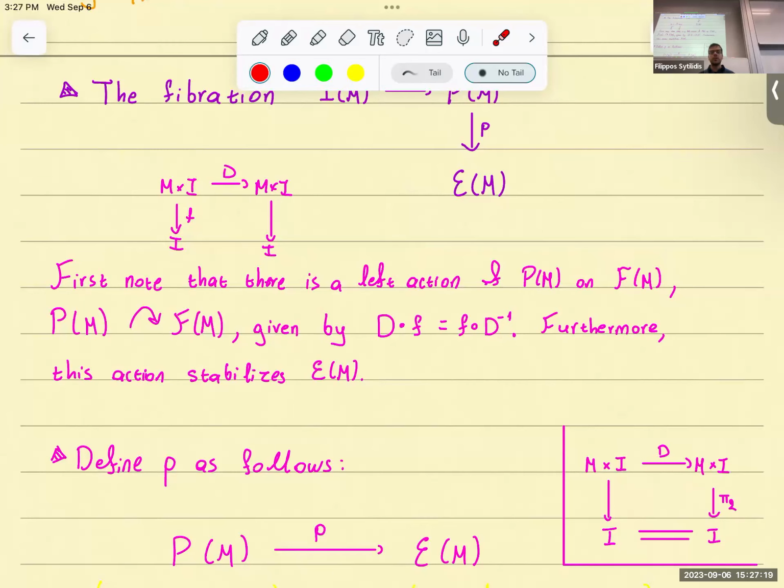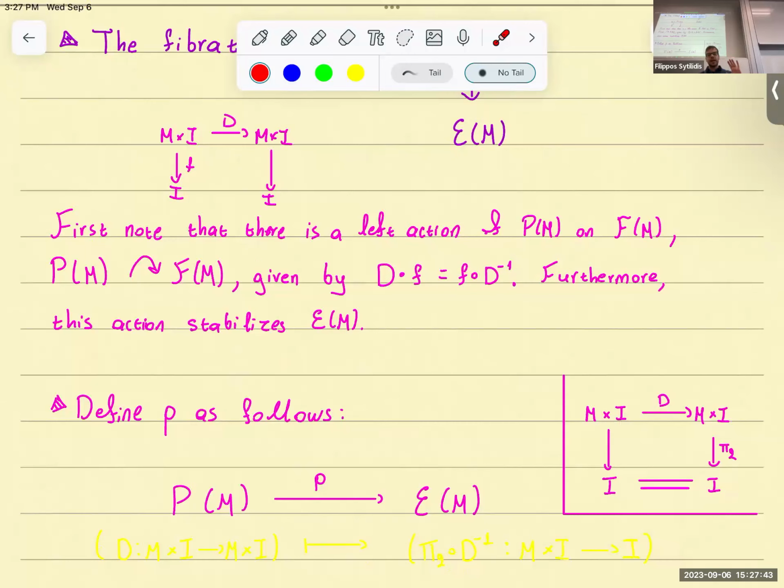We also know that this action stabilizes the subspace of smooth functions with no critical points. That's because we're just precomposing by a diffeomorphism. So if you didn't have any critical points to begin with, you are not going to have any critical points after precomposing with a diffeomorphism. So in particular, what this implies is that I actually have a restricted, or induced, action of the pseudo-isotopic group on the space of smooth real-valued functions on M cross I with no critical points.